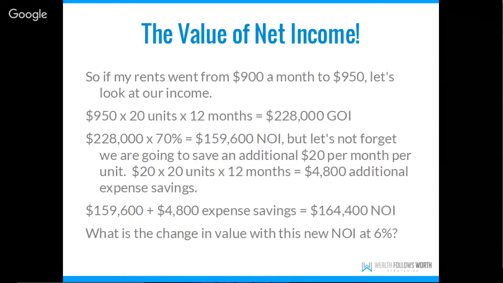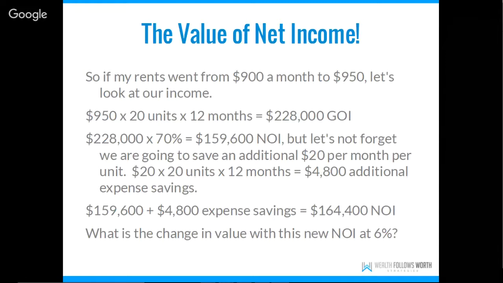So if I took my rents from $900 a month, again, supposing we're in that same building, let's go back to that same building, and I simply raise the rents to $950. Let's look at our income increase. So we go $950 times 20 units times 12 months. That changes our GOI to $228,000. Now remember, we still have to subtract out the expenses. So we're going to take $228,000 on that next line there and times by 70%. Again, factoring a 30% expense reduction. That gives us our NOI of $159,600.